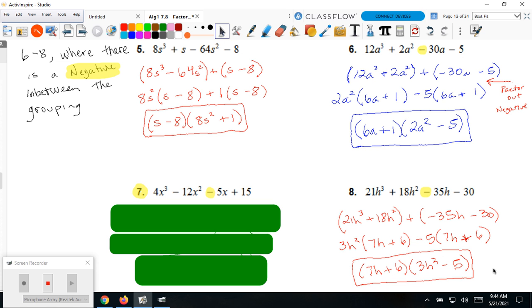All right, so number 7, I'm going to have you try 7. Do the same thing on 7 as we were just doing on 6 and 8. So go ahead and pause the video, do 7, and then play it to check your answer.